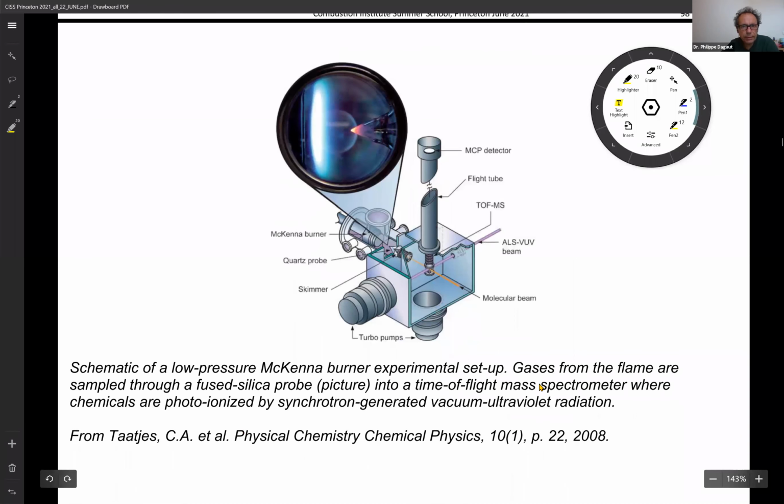Here is a schematic of the experimental setup that is used at Berkeley National Lab. So this is a low pressure McKenna burner. Gases from the flame are sampled through a fused silica probe, and you can see the probe here. And this probe has two angles, this first angle, and then another one, wider. And the sample goes to a time of flight mass spectrometer, and ionization occurs by photons coming from a synchrotron. And so using this technique, they've been able to measure stable and unstable species. There are many papers in the literature reporting data.